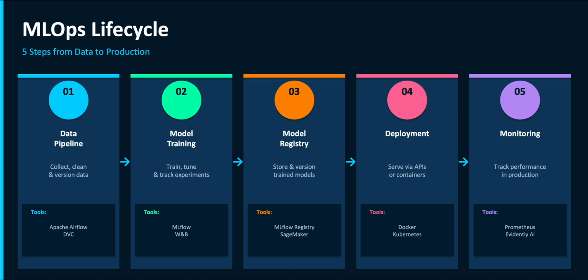And the important thing to note is this is a cycle, not a one-time process where you set it and forget it. Stage five feeds back to stage one, and that's what makes MLOps sustainable.